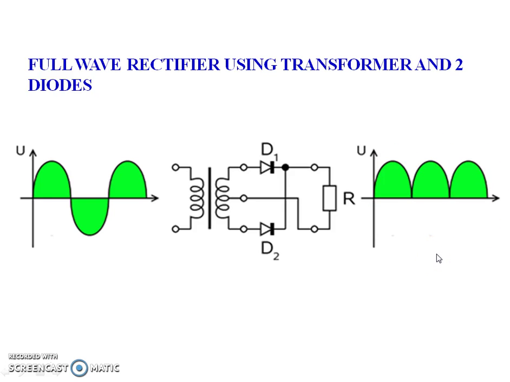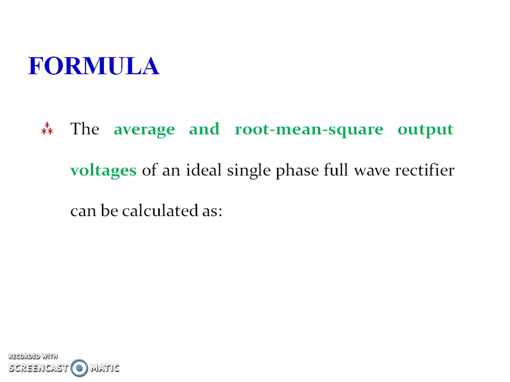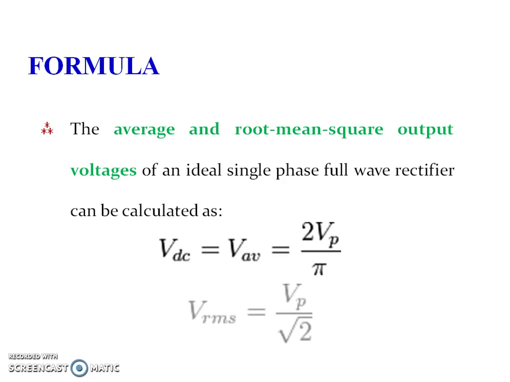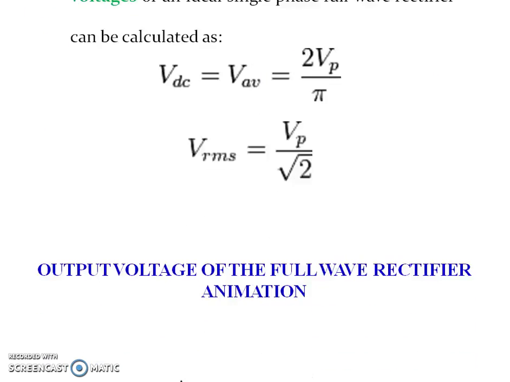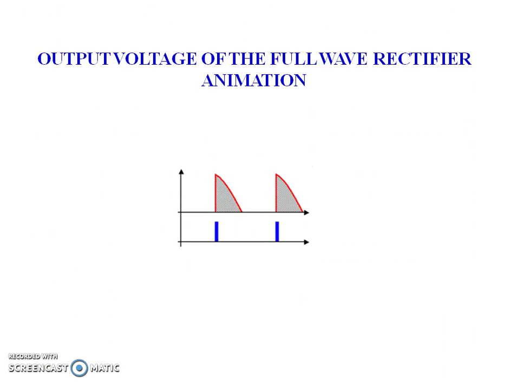This process is repeated, and this is the waveform we thus achieve. The formula that we use for the calculation of the average and root mean square output voltages of an ideal single phase full wave rectifier is VDC, that is the average voltage V average, equal to 2 Vp divided by pi, or Vrms is equal to Vp divided by root 2. This shows you the output voltage of the full wave rectifier. A sort of animation is shown here.